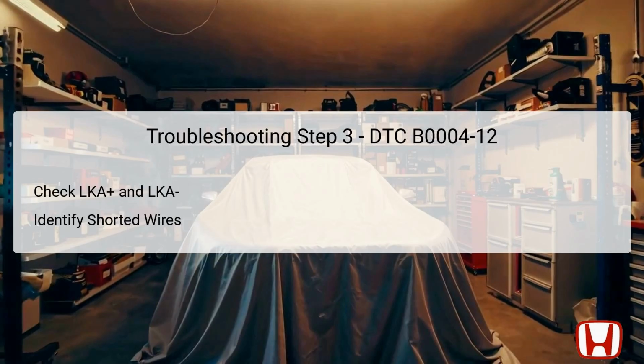If during the inspection it is determined that either the LKA plus wire is shorted to power or the LKA minus wire has similar issues, then the wiring harness or connectors must be repaired or replaced. Identifying and rectifying these wiring issues can help eliminate the DTC.